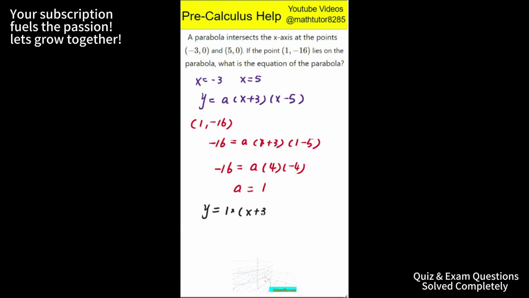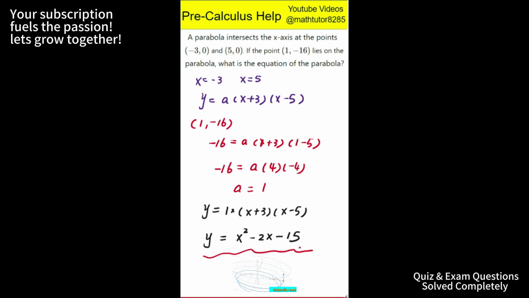Now that we know a equals 1, we substitute that into our equation. So the equation becomes y equals the quantity x plus 3 times the quantity x minus 5. Let's expand this. First, x times x gives x squared. Next, x times -5 gives -5x. Then, 3 times x gives positive 3x. And finally, 3 times -5 gives -15. Combining the like terms, we get x squared minus 2x minus 15. So the final equation of the parabola is y equals x squared minus 2x minus 15.